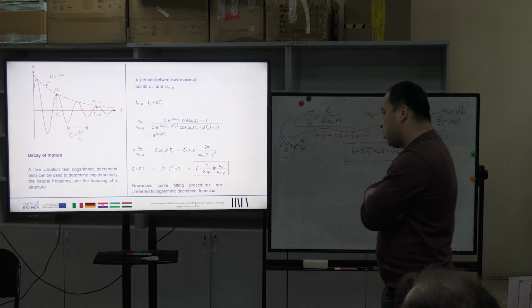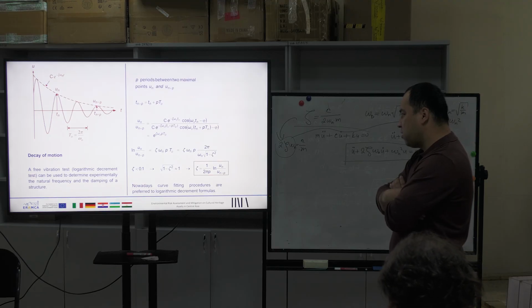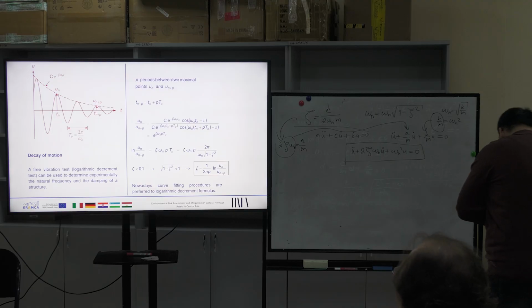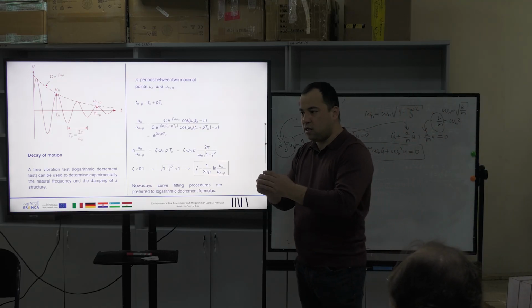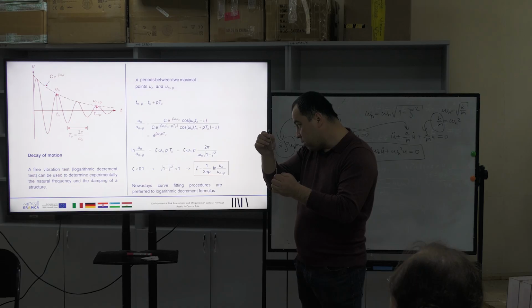Okay. We have a free vibration test, logarithmic decrement. It means the same experiment which we did before, like this stick, or something like a spring or some column. This is free. The logarithmic decrement test is one of the examples of this.